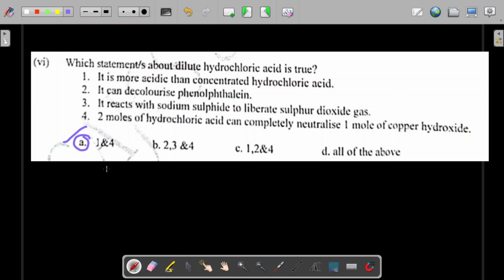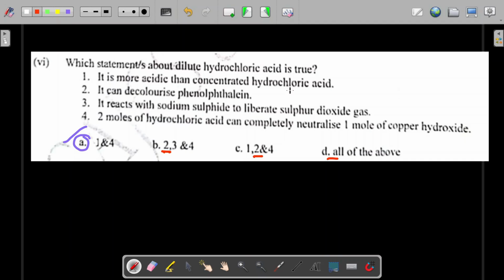Because second point, you see, it can decolorize phenolphthalein. Phenolphthalein is already colorless, so how can it decolorize? In acidic solution also it will be colorless only. So the second option is incorrect. Wherever the second option appears, it is incorrect. So now we may be thinking how one is correct.